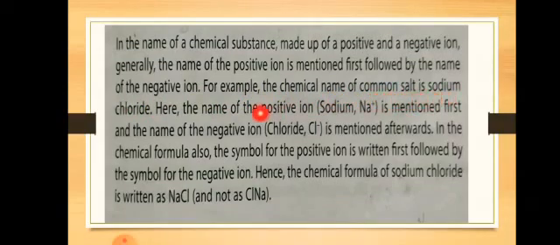NaCl, sodium chloride. And from the table you can see sodium is a positively charged ion and chloride is a negatively charged ion. So whenever we name the compound, first we name the positively charged ion and then we write the name of the negatively charged ion. Here the name of the positive ion, sodium plus, is mentioned first and the name of the negative ion, chloride, is mentioned afterwards. In the chemical formula also, the symbol for the positive ion is written first, followed by the symbol of the negative ion.